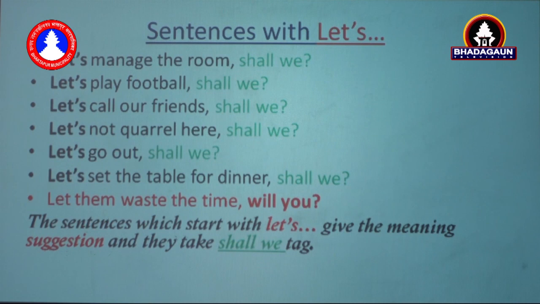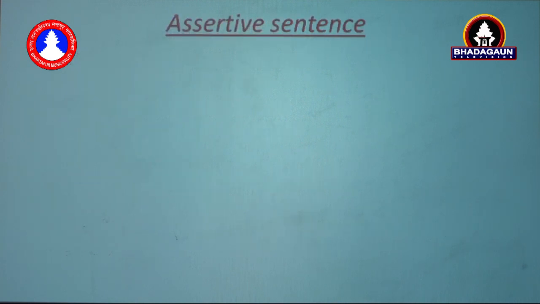So, finally, our conclusion is, observing those examples, we come to the conclusion that the sentences which start with let's, remember let apostrophe s, not let only, right? Have a close look at the beginning word let's. They give the meaning of suggestions, they are used for suggestions, and they take the "shall we" tag, whether the statement is positive or negative, it does not matter. We use only the "shall we" tag if the statement starts with let's. Now, move to the assertive sentence.